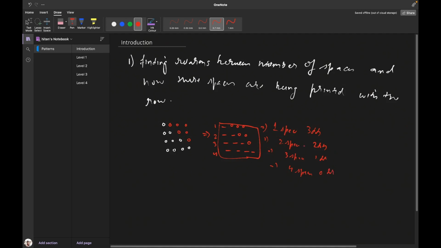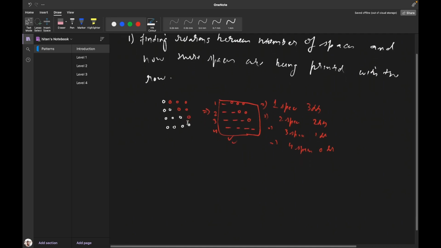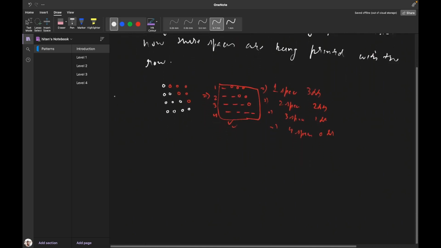While approaching this kind of pattern, first we need to find the relation between the spaces and the row. After finding the relation between spaces and rows, we need to find a way, or I would say a relation, between the element that is being printed on the row and the row itself. Let us just take this example only. Let me erase these red dots.